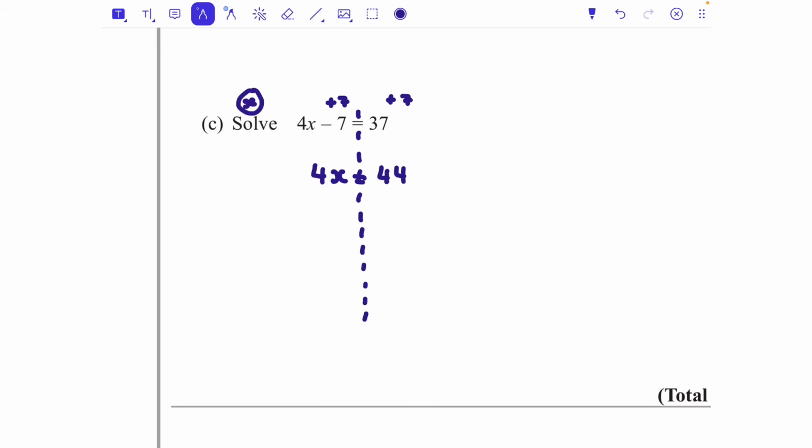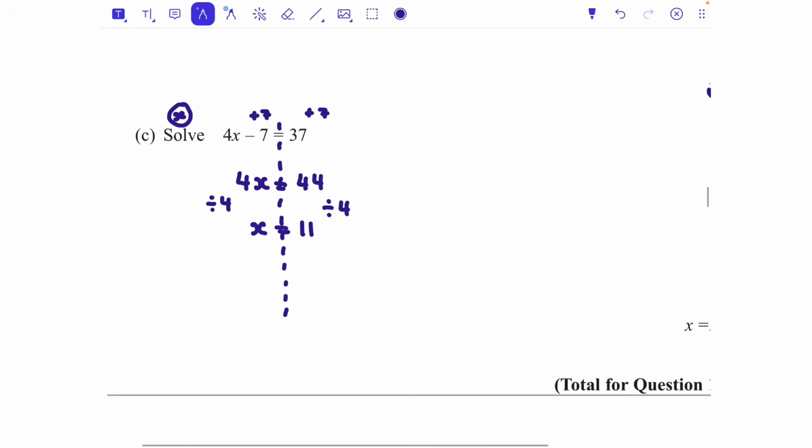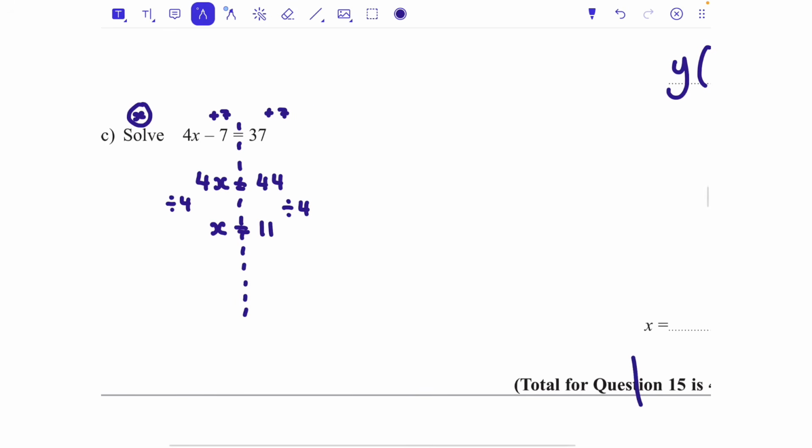I've then got 4 lots of x would need to equal 44, and I just want to know what 1 lot of x is. So to do that, we're going to divide both sides by 4. Dividing the left-hand side by 4 just gets us x, which is why we've done it, and dividing the right-hand side by 4 is going to be 11, because what you do to one side you need to do to the other. So x equals 11. Oh, x equals 11, that's my answer for that one.